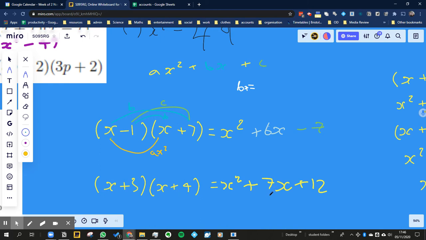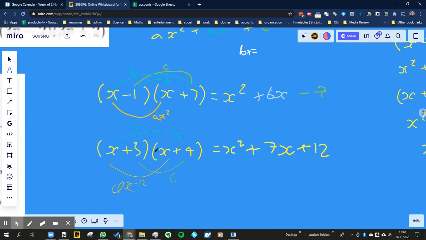We started off with 4x, and then we had 3x. So we would have two values for bx, which we would then combine when we simplify it. But the other two values get worked out by multiplying the x's and multiplying the numbers. Okay, so in the same way here, two of the combinations are going to add up to give the b. So the 3x plus the 4x gives you the 7x, and then you've got the x's, which is ax squared, and then the 3 and the 4 multiplied to give 12.